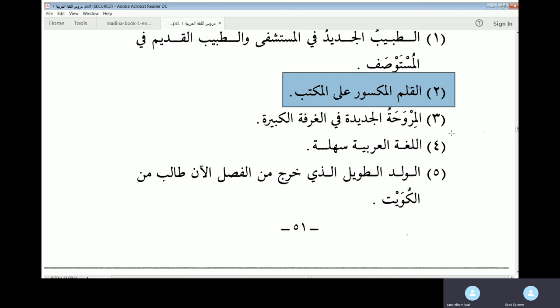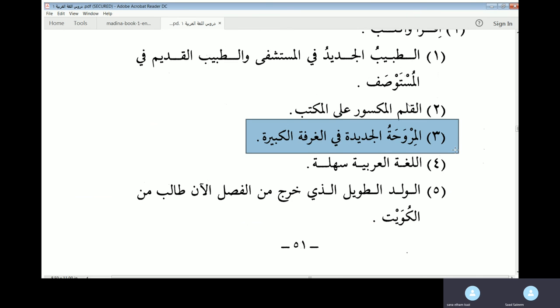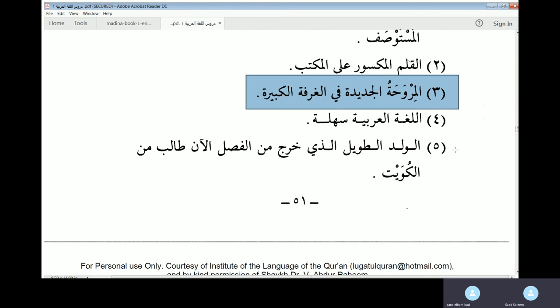القلم المكسور على المكتب. The broken pen is on the desk or on the table. المروحة الجديدة في الغرفة الكبيرة. Read this line again, okay. المروحة الجديدة في الغرفة الكبيرة. So the new fan is in the big room.